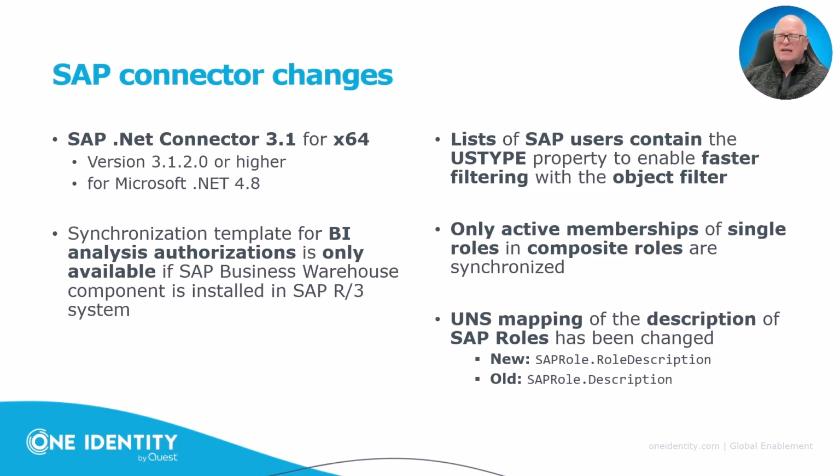There is a small column change in the Unified Namespace in Identity Manager. In the past, for SAP roles, descriptions were stored in a column called description. In the table SAP role, there was a column description, and there these specific descriptions were stored. This is now changed to SAP role description. That is a renaming of a column if you like, but it fits SAP better.